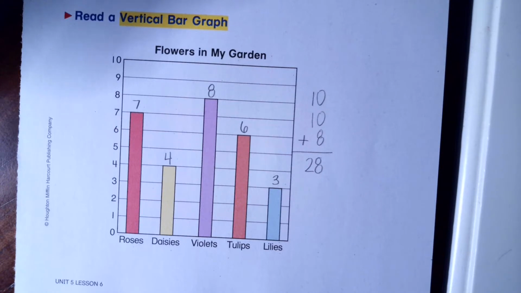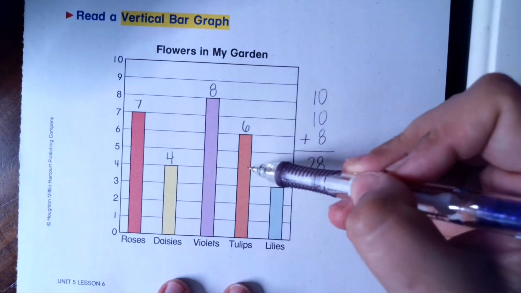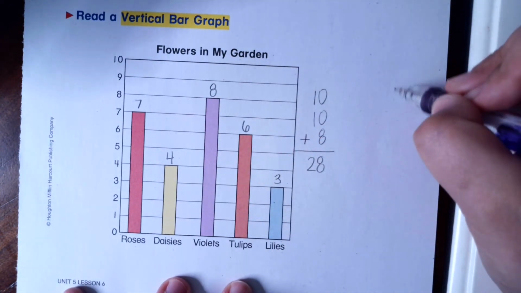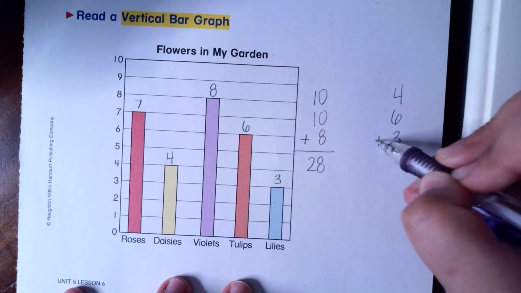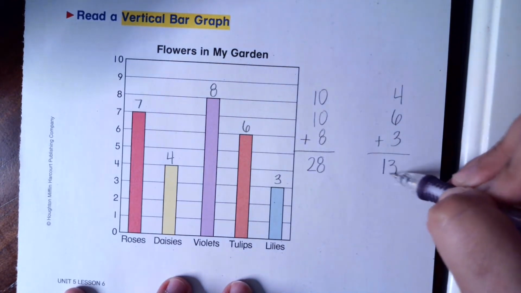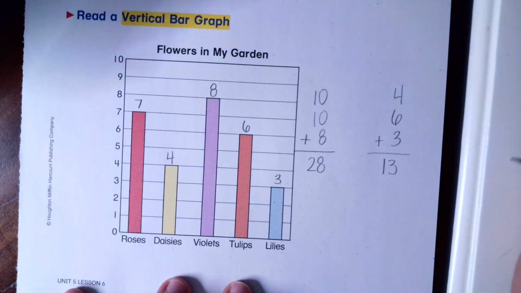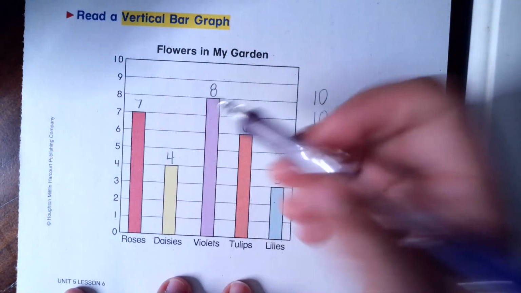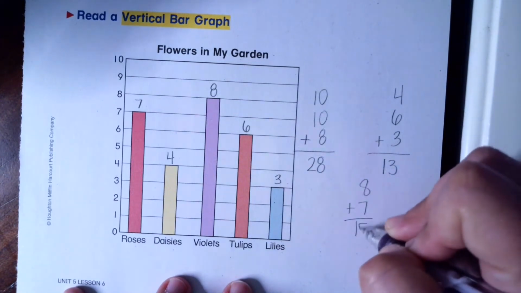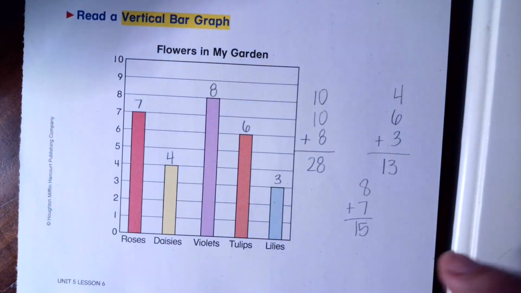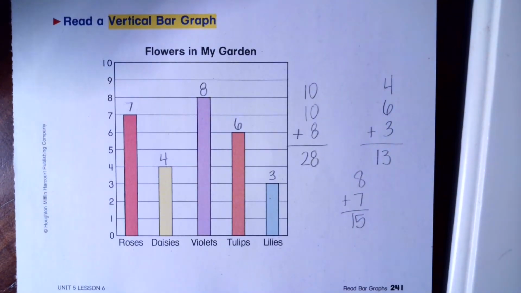I know that if I add the 3 lowest ones, so if I add lilies, tulips, and daisies together, I will still have less than my 2 highest, which is 8 plus 7, 15. So I want you just to think, what kinds of questions can you answer about this graph?